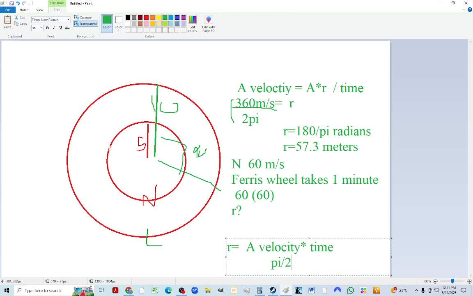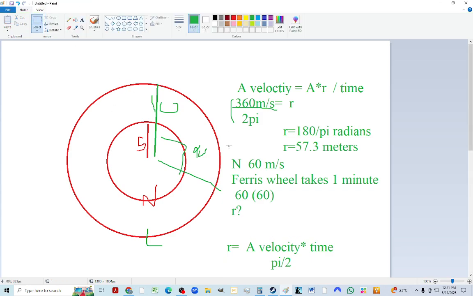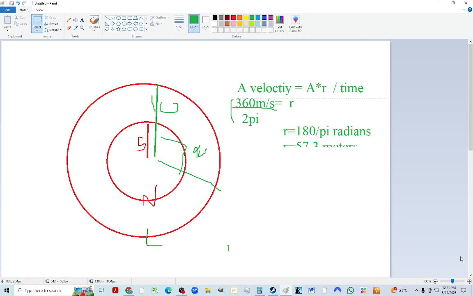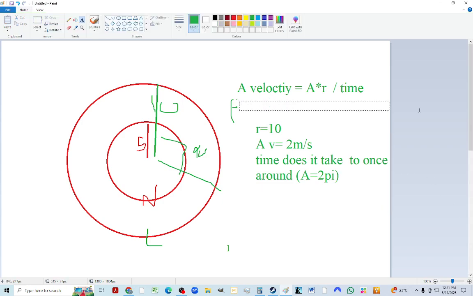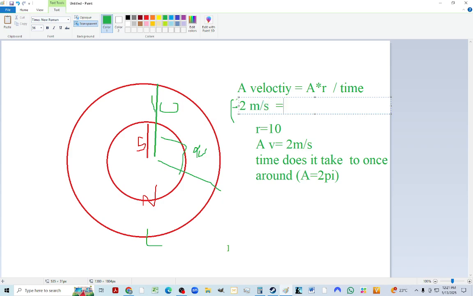They might give you a question where they tell you the radius is 10. They might tell you Natalie is moving 2 meters per second. Her angular velocity is 2 meters per second. They might say, how much time does it take to go once around? Well, once around is an angle of 2 pi. So you can fill all this in. The angular velocity is 2 meters per second. The angle she went around is 2 pi. The radius is 10. The time is what we don't know.